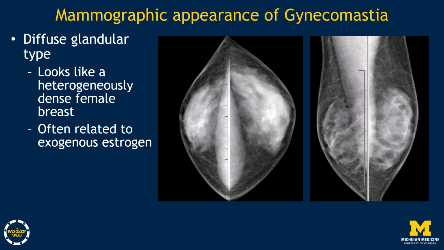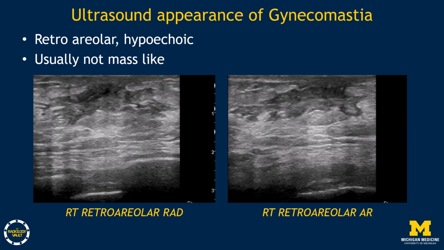The third type of gynecomastia is the diffuse glandular type. Mammographically, this has the appearance of a heterogeneously dense female breast and is typically related to continuous exogenous estrogen administration. The ultrasound appearance of gynecomastia is that of a retroareolar hypoechoic structure with interdigitating hypoechoic tissue with the echogenic surrounding fat. There is no mass-like appearance of the hypoechoic tissue, and there is typically no vascularity associated with it.